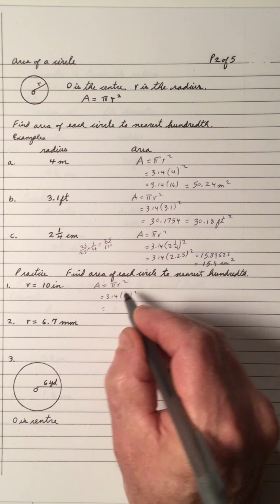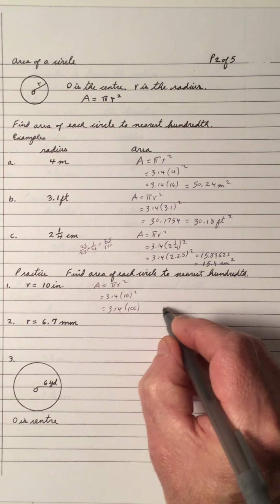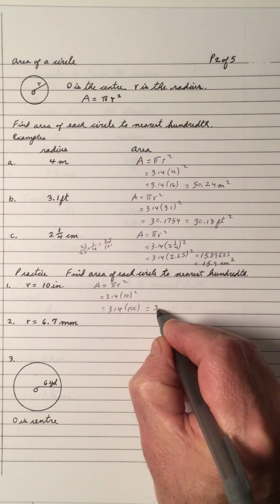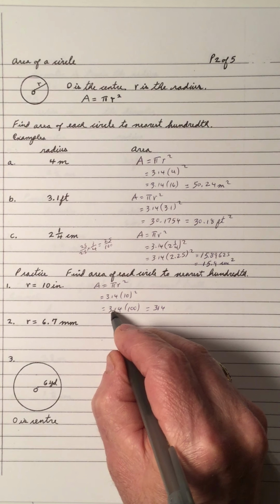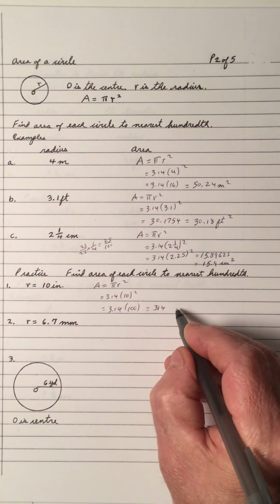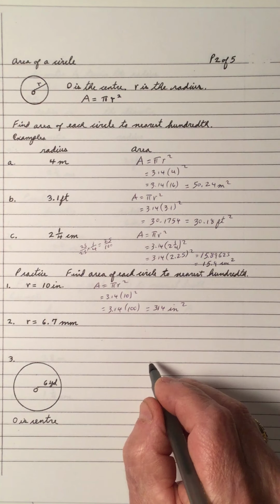And so if you want, 3.14, 10 squared is 100. Don't need a calculator for this one. So it's 314, because when you multiply by 100, the decimal moves 2 places to the right. And it's inches, so it's square inches.